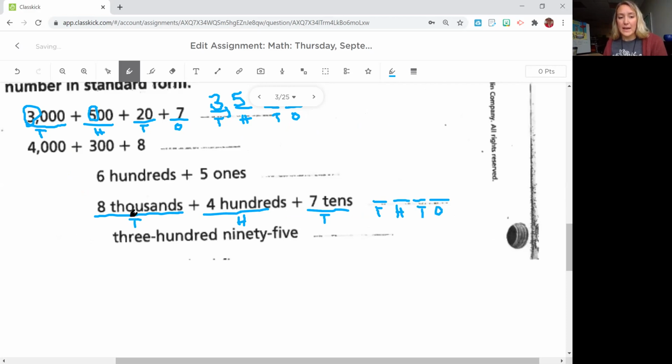So it says in my thousands place, I have 8. After my thousands place, always a comma. In my hundreds place, there are 4. In my tens place, there are 7. Do I have any in my ones place? No, there are 0 in my ones place, so I need to write a 0. We can't just leave it blank. You have to have 3 digits before the comma. All right, after you finish this assignment, you can move on to our new skill.